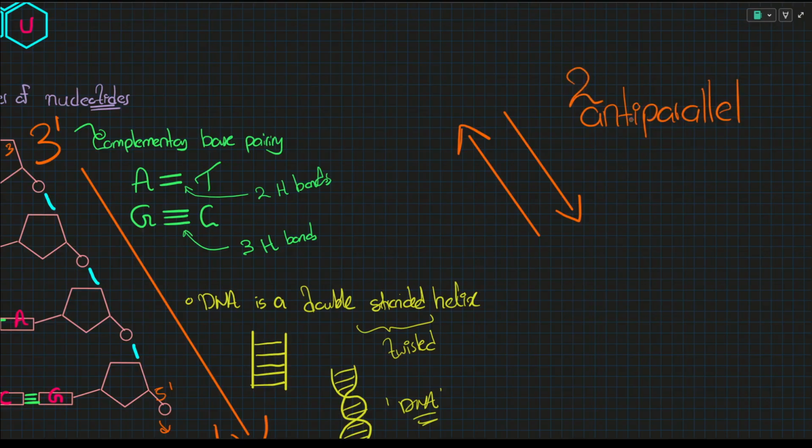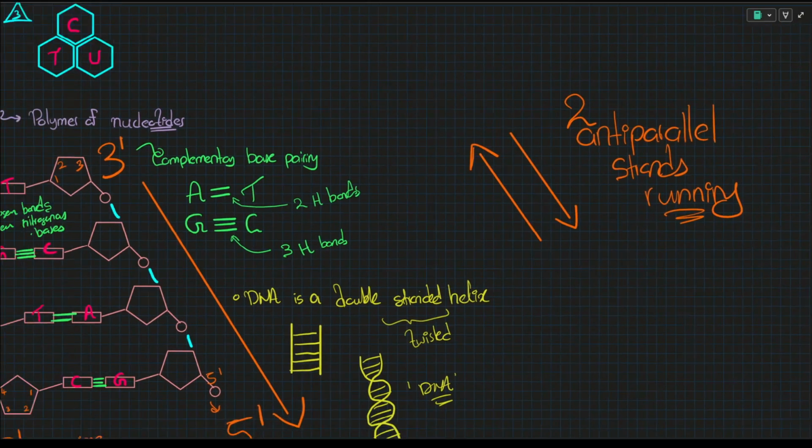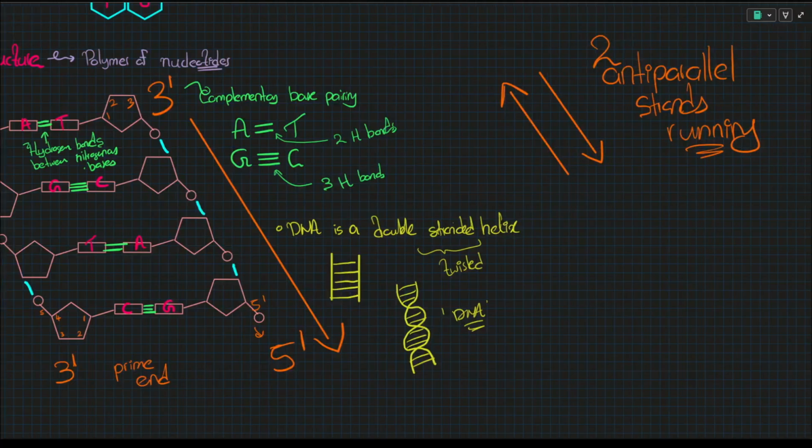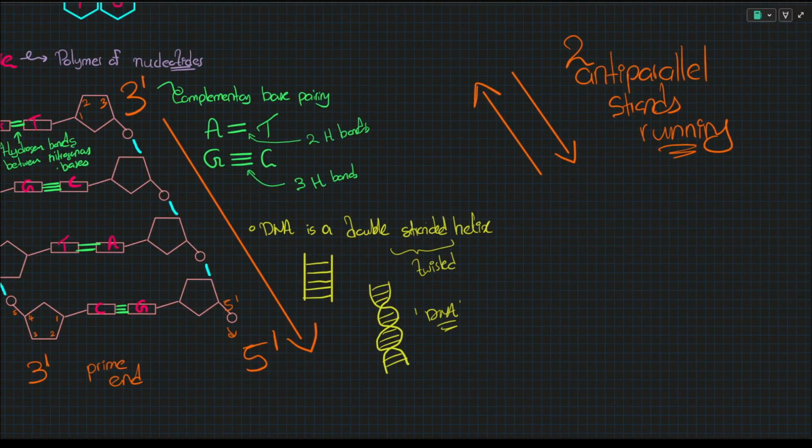We have 2 anti-parallel strands running. And thus we have the overall structure of DNA with the utmost amount of details that you are going to need for this level.